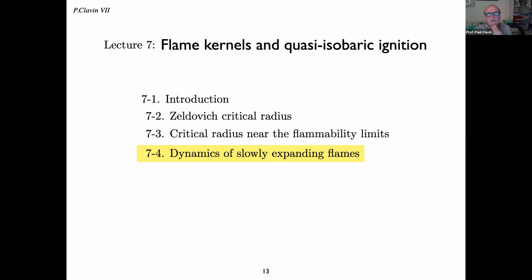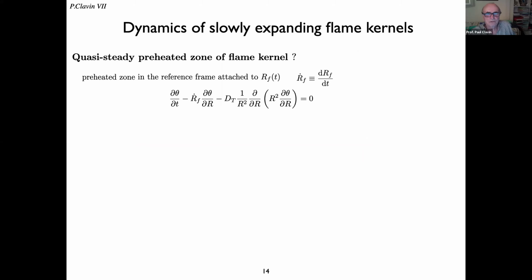So let me go now, to close this chapter, to another problem, which is also relatively difficult to understand from a mathematical point of view. It's really a delicate problem, a very interesting problem mathematically, but not easy to follow. The question is the following. Can we use the quasi-steady-state approximation in the premixed zone or in spherical geometry?